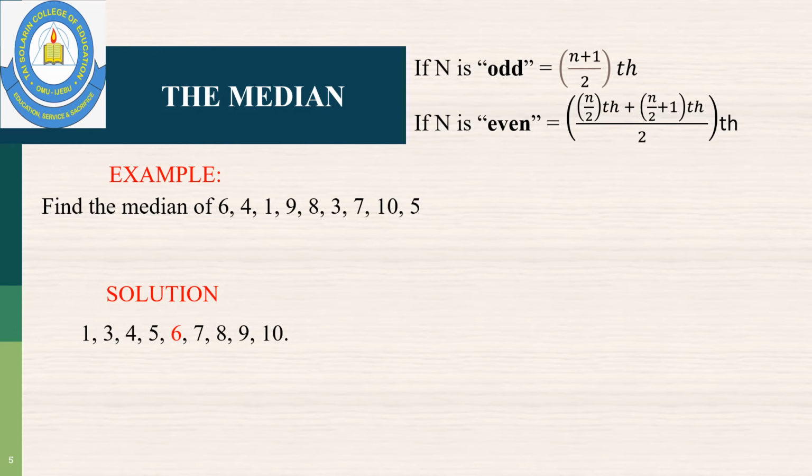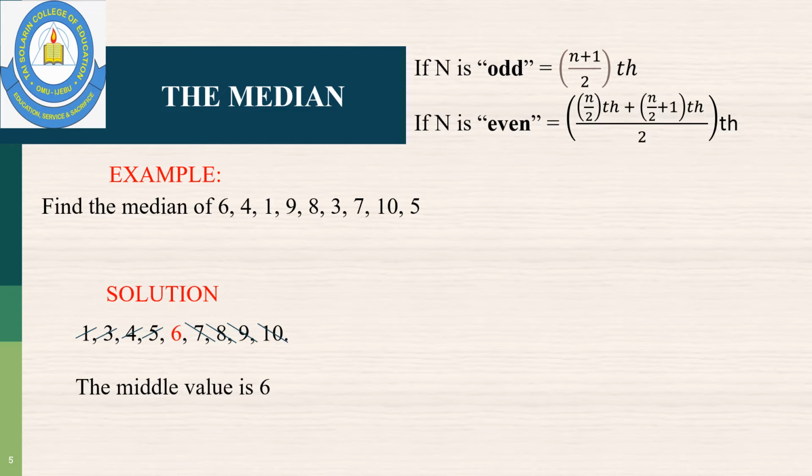And then what we do now is that you reduce it left and right. So 1 will cut off 10, 3 will cut off 9, 4 will cut off 8, while 5 will cut off 6. So we'll be having one number left in the middle. When you have a number left in the middle, that number automatically becomes the middle number, or the median.